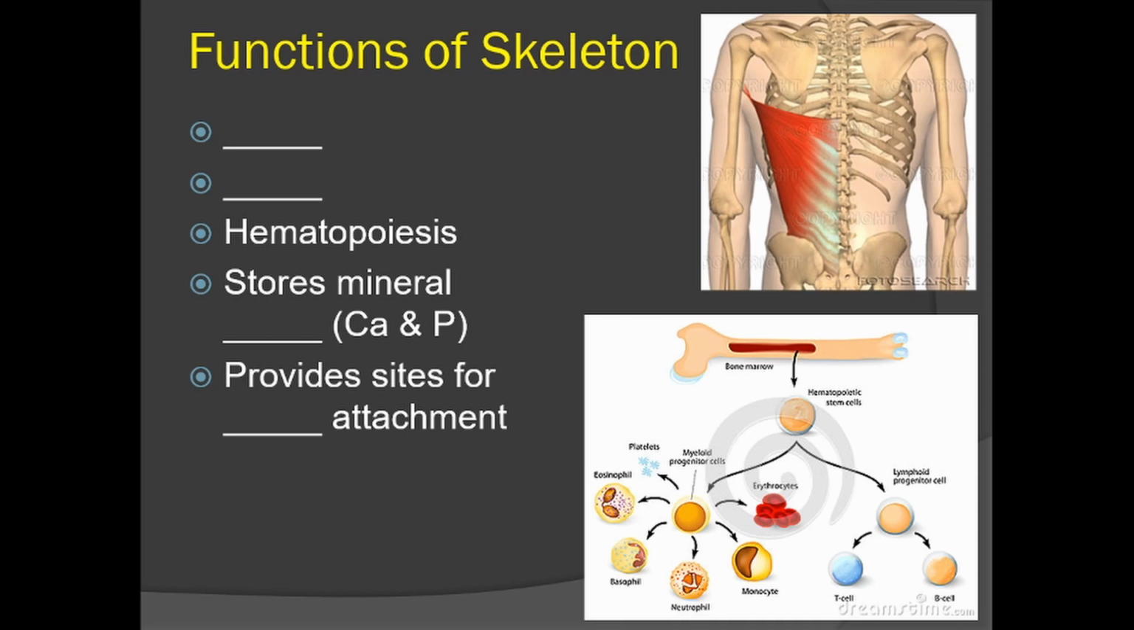Third main function would be hematopoiesis, which is the formation of blood cells. And that's what the graphic on the bottom displays there. It's trying to point out to you that from the bone marrow, within the medullary cavities and the empty spaces within the spongy bone, we have these hematopoietic stem cells that are forming. And from those stem cells, all of the other blood cells are derived. They'll go through the process of cellular differentiation and become the different types of blood cells that are utilized throughout the body. And hematopoiesis is just a term for blood cell formation.